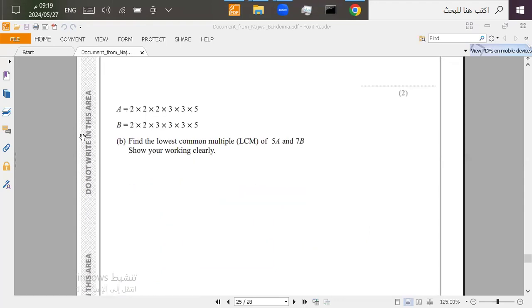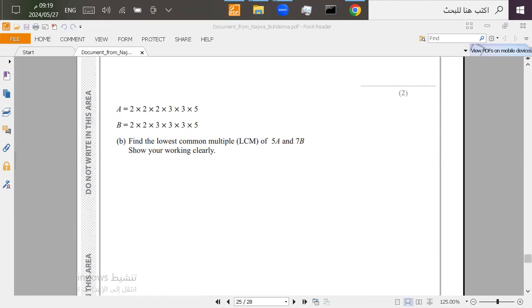A is 2 times 2 times 2 times 3 times 3 times 5, and this is B. Find the lowest common multiple, LCM, of 5A and 7B. So 5 multiplied by A and 7 multiplied by B. We need the lowest common multiple between them so we can get to the answer.